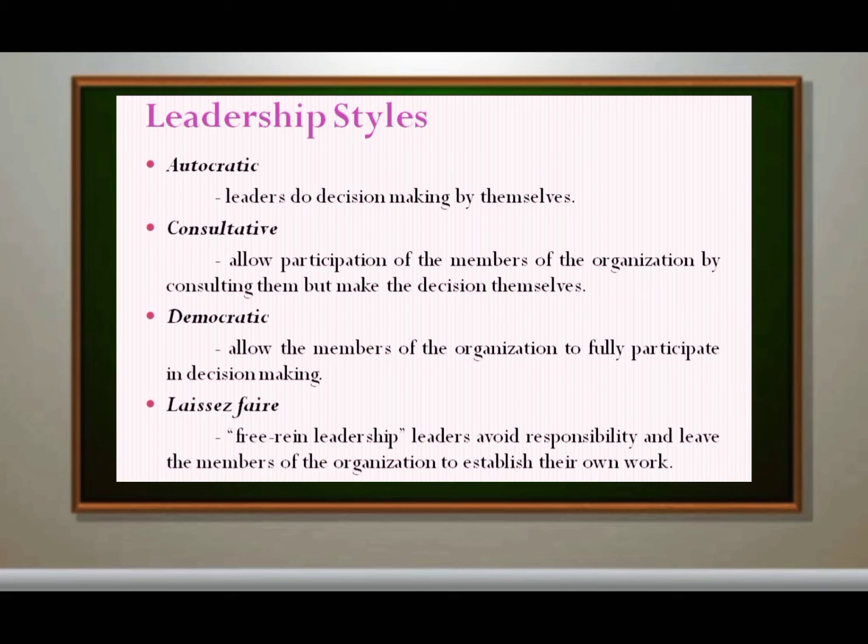While democratic leaders allow the members of the organization to fully participate in decision making, decisions are arrived at by way of consensus. This is genuine participation of the members of the organization, which is in keeping with school empowerment. While in the laissez-faire or free-rein leadership style, leaders avoid responsibility and leave the members of the organization to establish their own work. This leadership style leads to the kanya-kanya mentality, which is one of the weaknesses of the Filipino character.